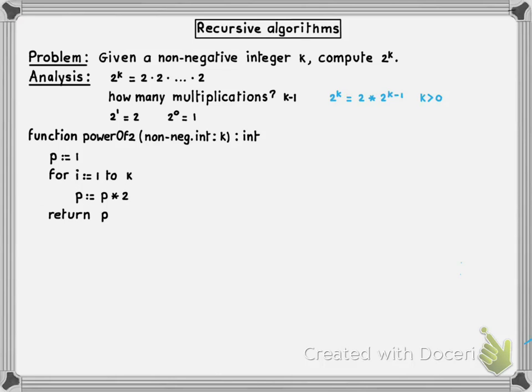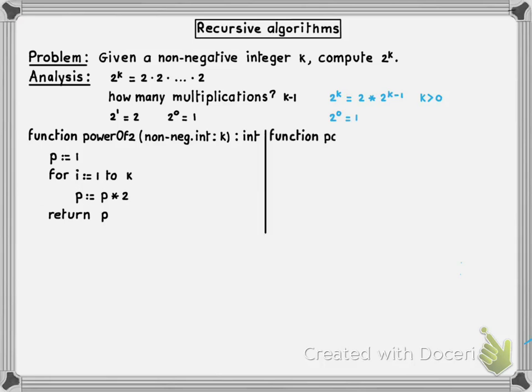Now, of course, this expression only works for k greater than 0. Because if k is 0, 0 minus 1 is a negative power, which we don't want. So, since this is the recursive case, we need to have a base case. The base case will be when k is equal to 0, and we already know the answer. F of 0, or 2 power 0 in this case, is 1.